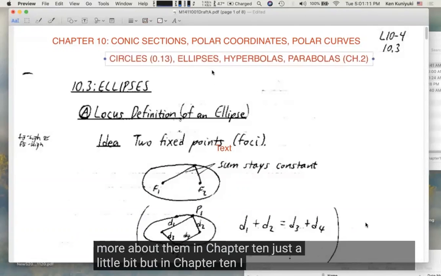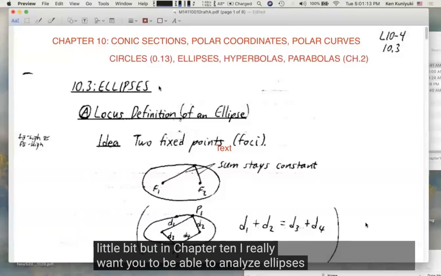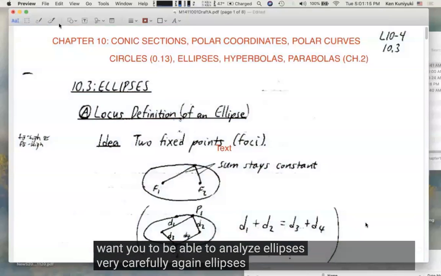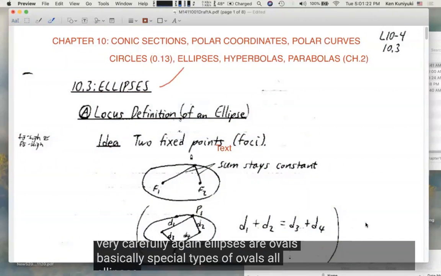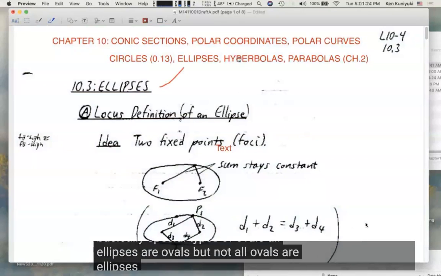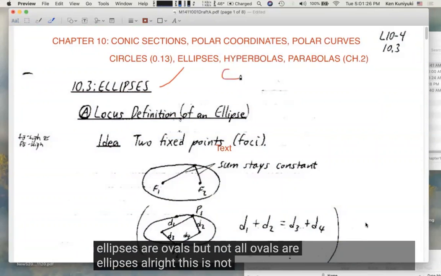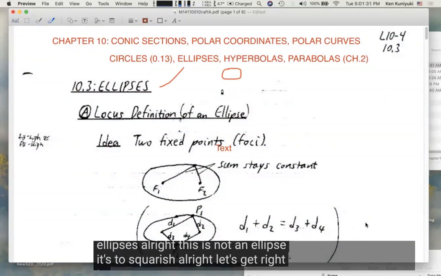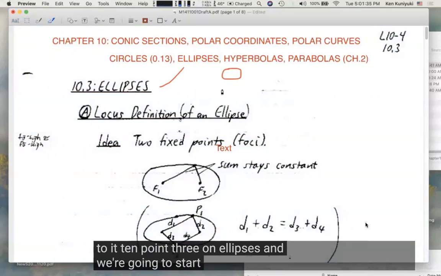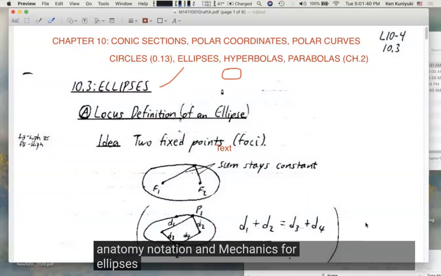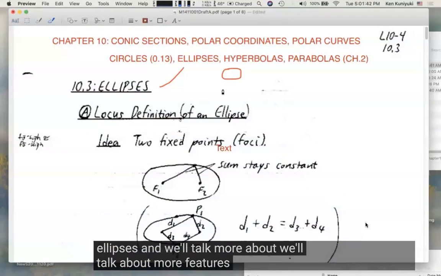But in chapter 10, I really want you to be able to analyze ellipses very carefully. Again, ellipses are ovals, basically. Special types of ovals. All ellipses are ovals, but not all ovals are ellipses, all right? This is not an ellipse. It's too squarish. All right, let's get right to it. 10.3 on ellipses. And we're going to start with the key anatomy, notation, and mechanics for ellipses. And we'll talk about more features later on.